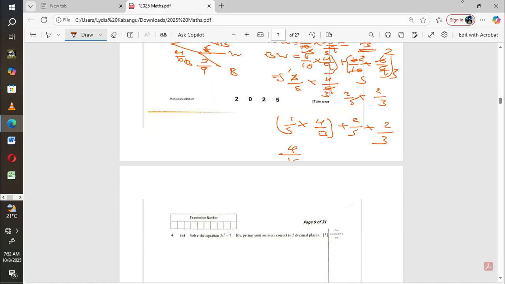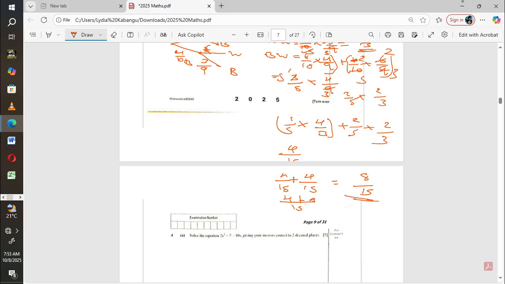Okay, let me just try to write it here. So we're going to have 4/15, then plus 2 times 2, that's 4, over 5 times 3, that's 15. Okay, 2 times 2, that's 4. 2 times 3... that's 15. From there, we can come up with the denominator, which is 15. 15 to 15, 1 times 4, 4. 4 plus 4, 8.